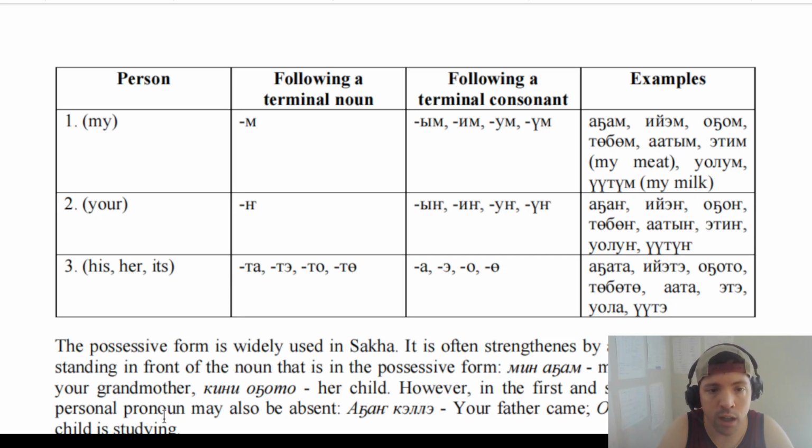For his, her, or its, after a vowel, you add ta, te, ta, or tu. After a consonant, you add a, e, o, or u. So we have agata, we'll say "his" for the examples. His father. Iete, his mother. Ogata, his child. Tubutu, his head. Ata, his name. Ete, his meat. Wala, his boy. Ute, his milk.